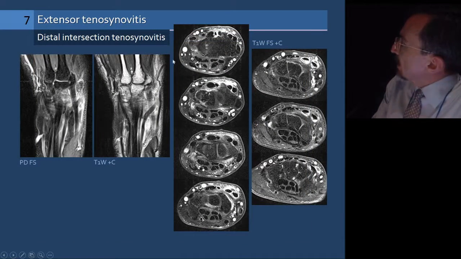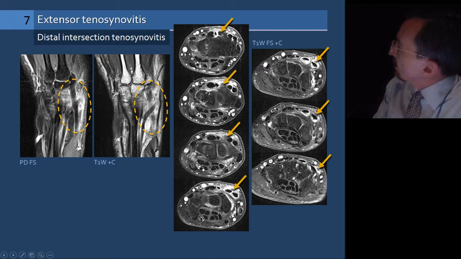This patient apparently had extensor tenosynovitis. She also has the so-called distal intersection tenosynovitis, as depicted right here. Those tendons show you the intersection of two tendons here, and how the synovial sheaths of the tendons are also inflamed here.